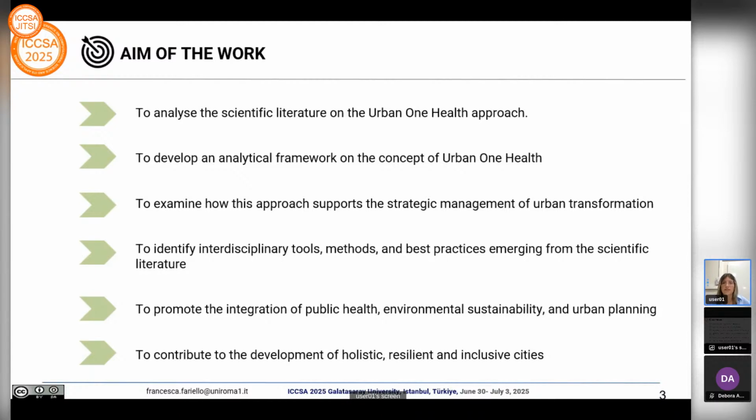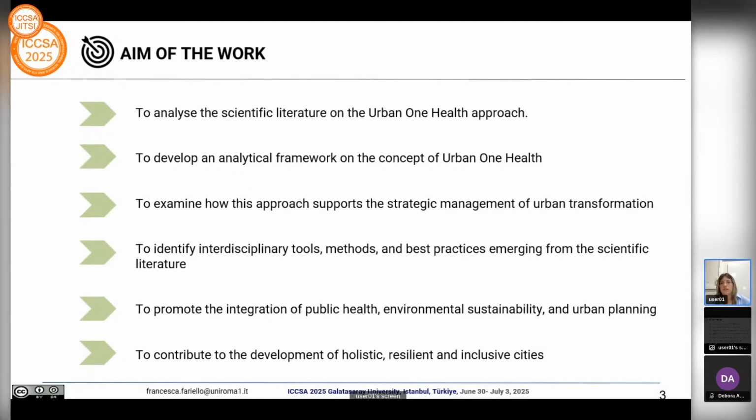Urban One Health is increasingly recognized as a holistic and interdisciplinary model for city planning. It proposes an integrated vision of health, one that connects human, animal, and environmental dimensions, and positions health as a key element of urban sustainability. The analysis also aims to identify interdisciplinary tools, methods, and best practices emerging from the literature to promote the integration of public health, environmental sustainability, and urban planning practice, and ultimately to contribute to the development of holistic, resilient, and inclusive cities.